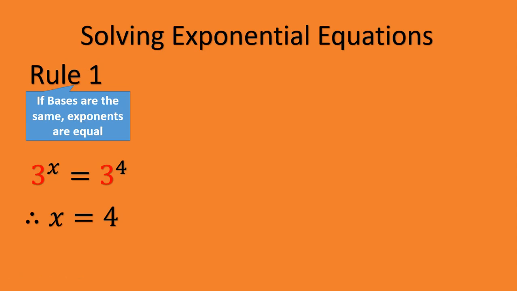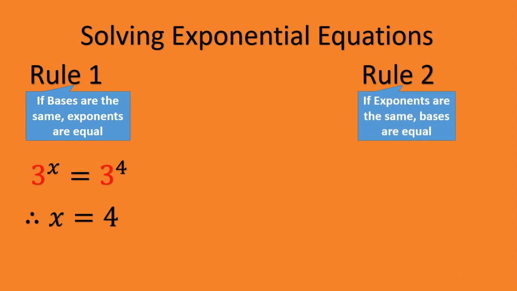equal to 4. In rule number 2, we say that if the exponents are the same, then the bases are automatically equal. So in this example, x to the power 4, 3 to the power 4, the 4 and 4 are exactly the same. So automatically, therefore, x will be equal to that base, which is 3.